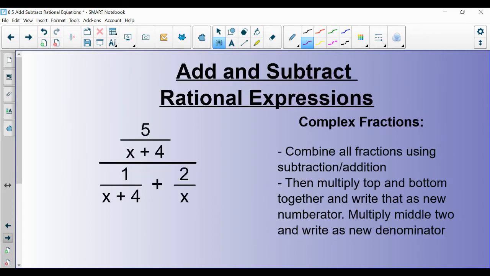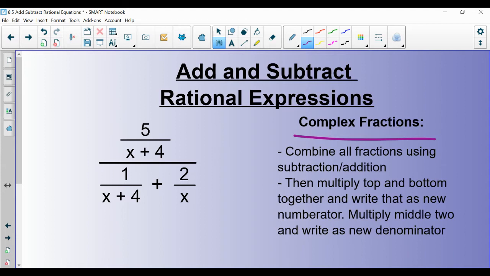But I do want us to use that trick as we look at these things that I'm going to call complex fractions, where you have something like 5 over x plus 4, which is being divided by, and then we have these rational expressions being added to one another from this section, section 8.5, part A, and we have to somehow figure out how to add them.